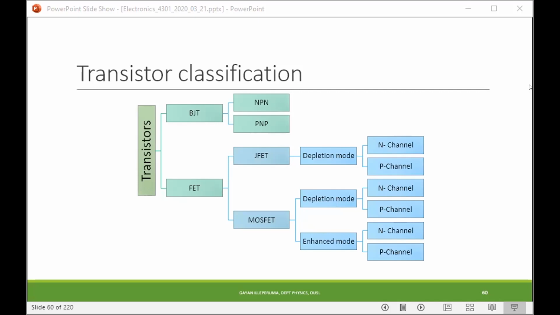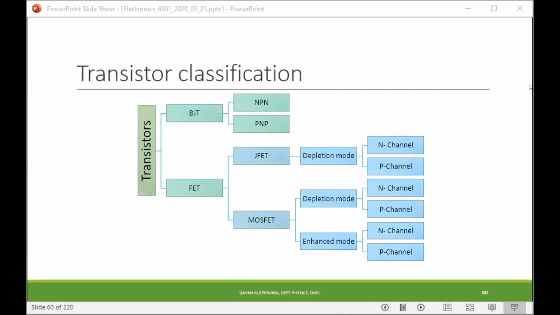Okay, so transistors come in two different flavors. You can categorize them in two different ways. One is known as the bipolar junction transistors, or in short, BJTs. BJTs again break into two different categories, NPN transistors and PNP transistors. Those will be the focal point of this session.